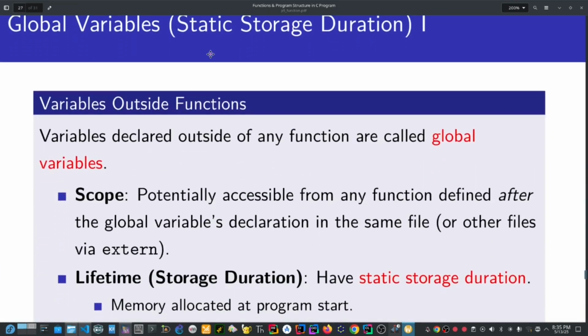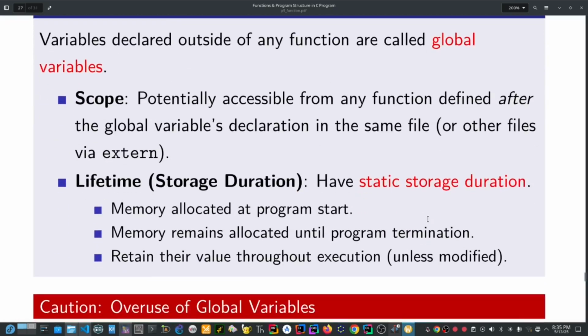We talk about global variables, the static storage durations, like the sum I declared up there. Understand? So a global variable is global to all the functions. All the functions can access it. Even the main function can access it. Variables declared outside of any function are called global variables. Scope: potentially accessible from any function defined after the global variables. The lifetime has static duration: memory is allocated at program start, and memory remains allocated until the program terminates.